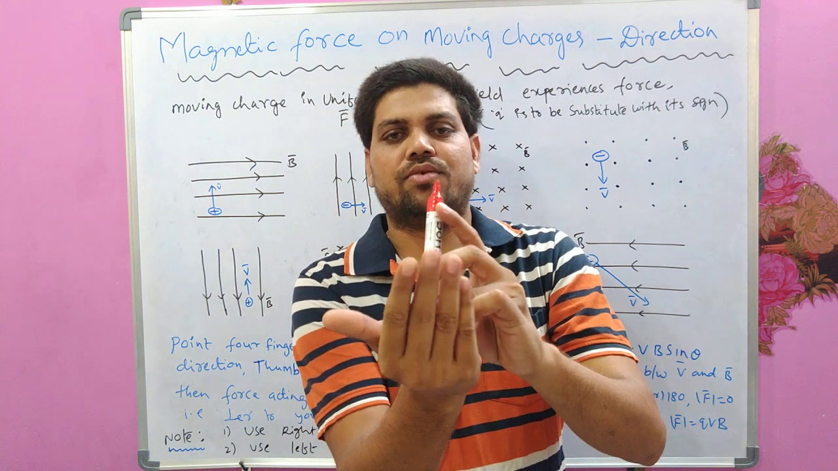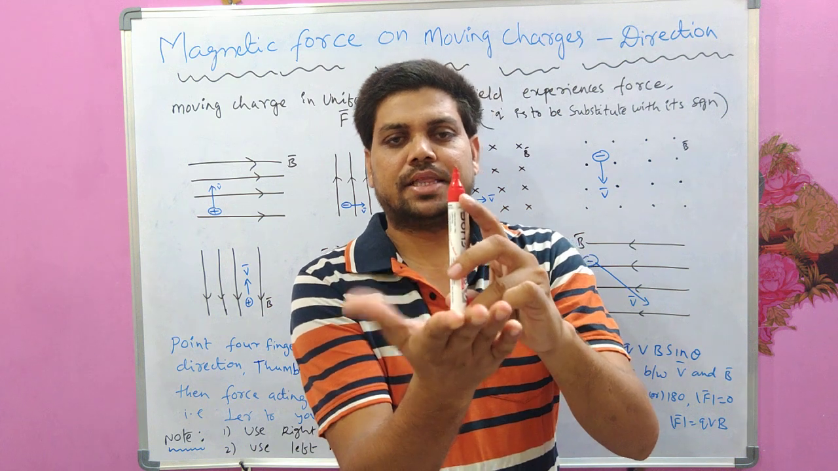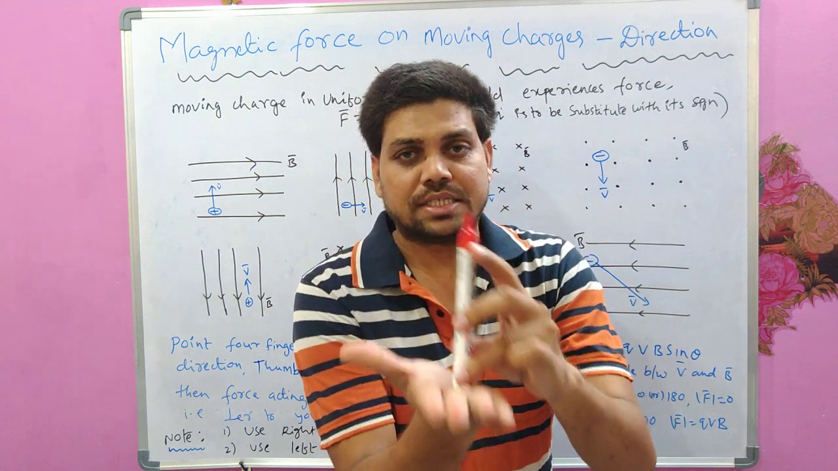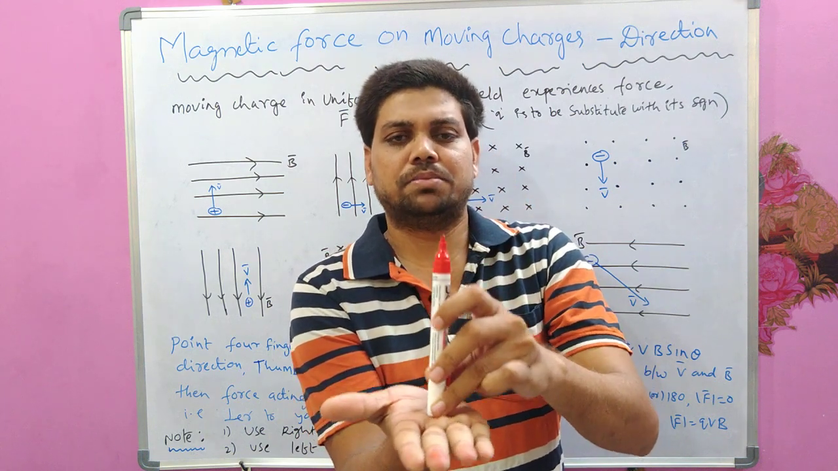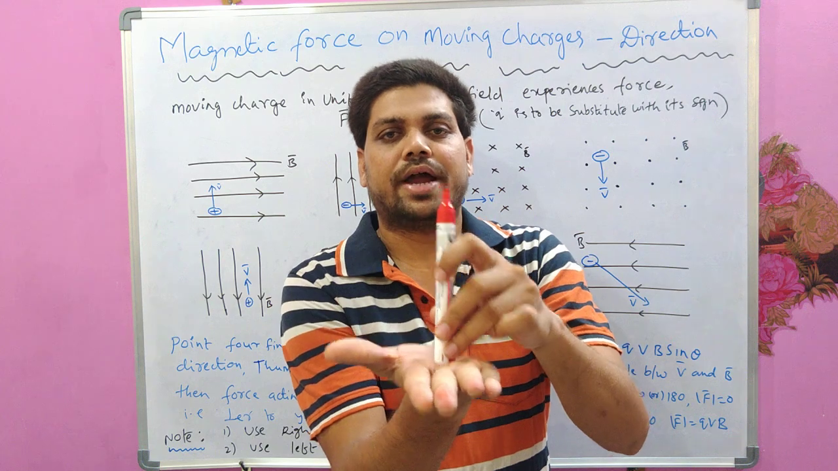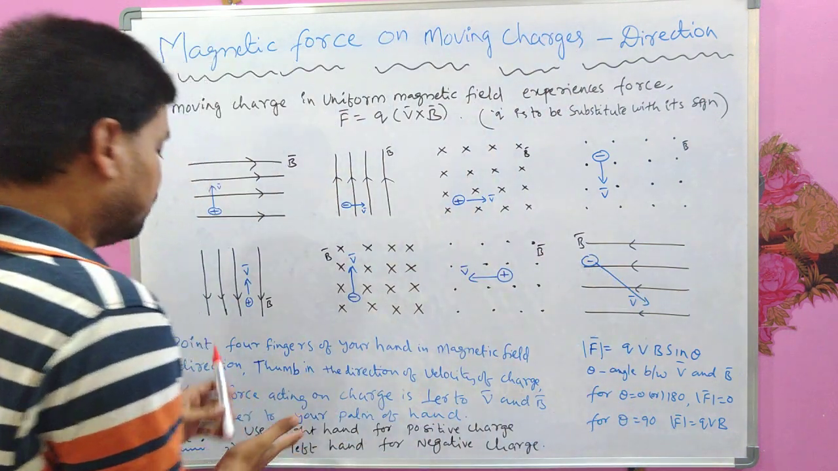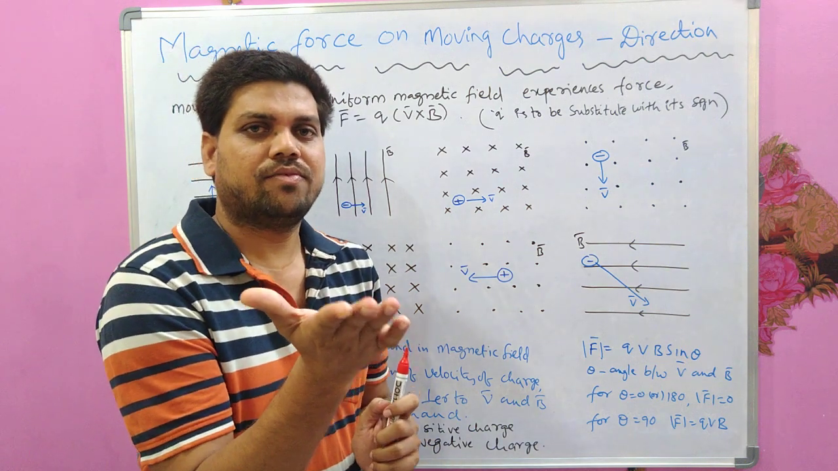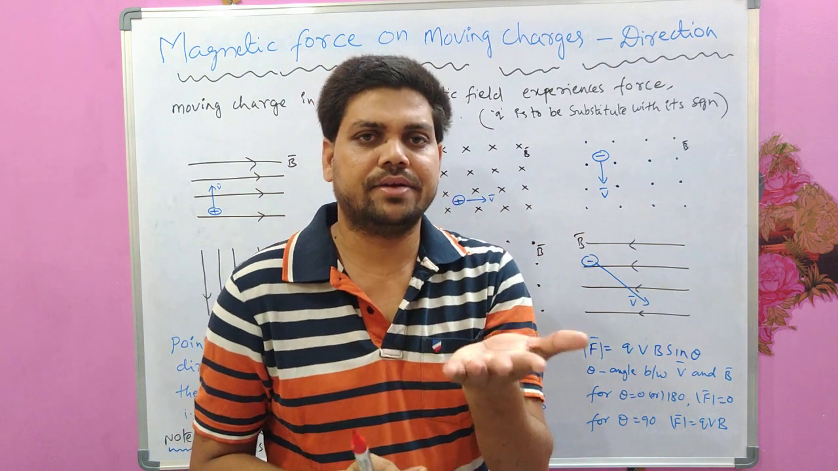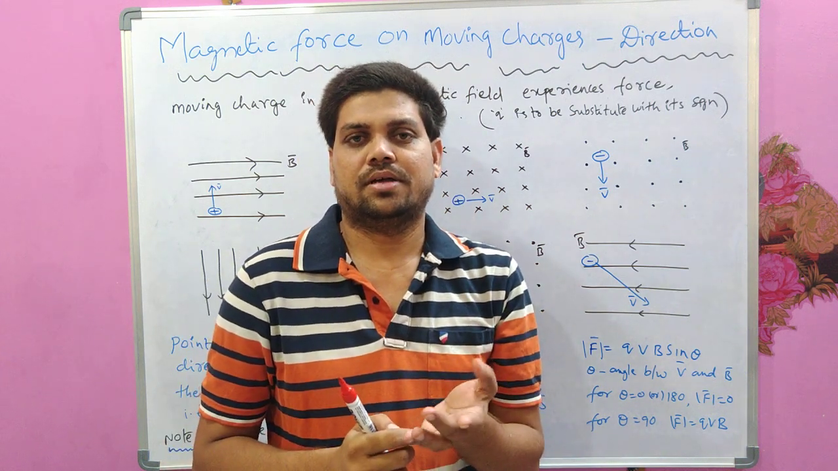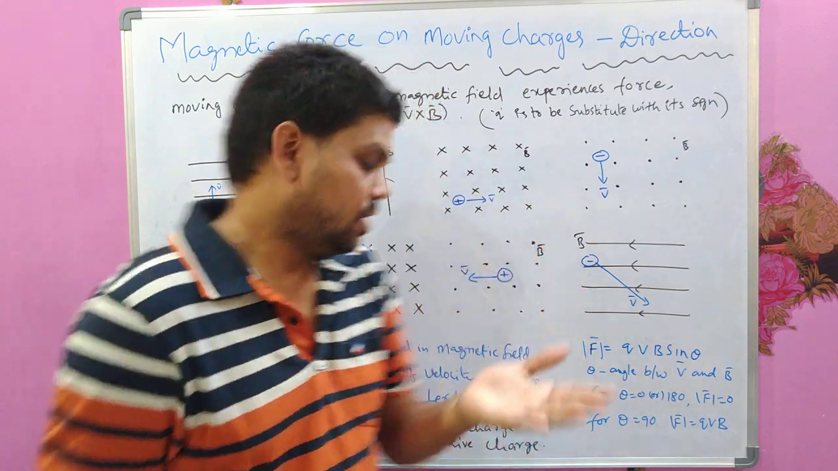So your four fingers are pointed in the direction of the magnetic field and your thumb is pointed in the direction of the velocity of the charged particle, and this represents the magnetic force perpendicular to the palm of your hand. And one more important thing: use your right hand for positive charges and your left hand for negative charges. So right hand for positive charge and left hand for negative charge.